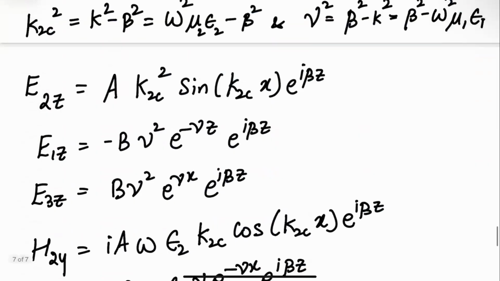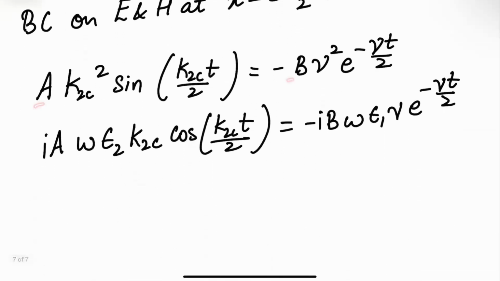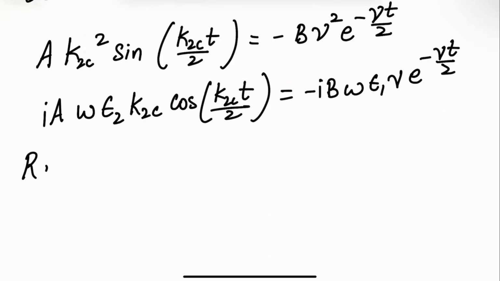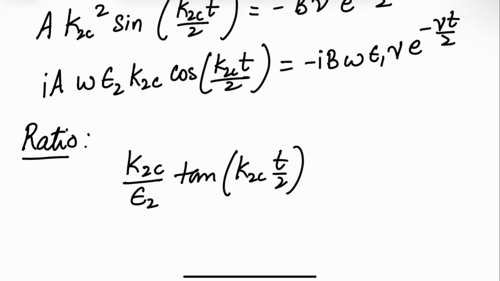Because A and B are essentially the magnitude of these fields, and that depends on the excitation and how much power the mode is carrying. Right? But the ratio A to B is fixed. And the absolute values are not, but the ratio is fixed. And that's what we care about. So you really have the ratio of A to B, k2c, nu, and beta, and 4 equations. So now we can solve for them. Okay, let's do that. So if I take the ratio of these 2 equations, that gives me k2c over epsilon2 and k2c t over 2.